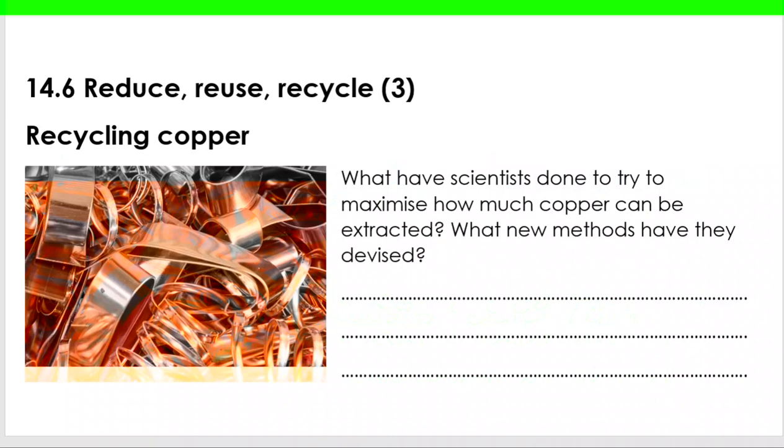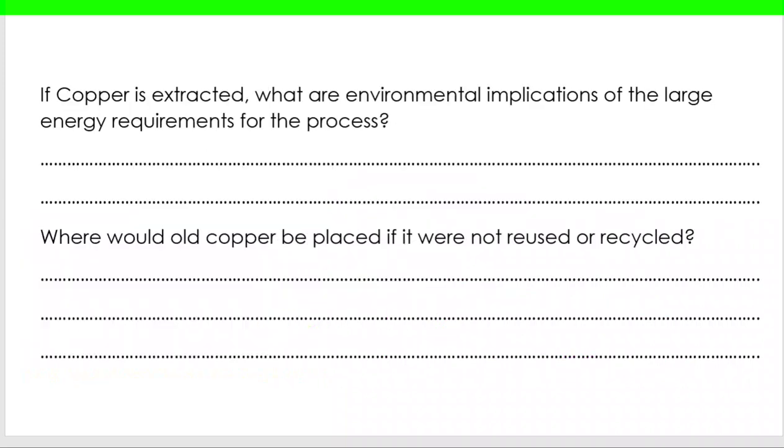We're now going to move on to copper. What have scientists done to maximise how much copper can be extracted? To remind you, we're thinking about how to extract copper from low-grade ores. The two methods that we have learnt about earlier within this chapter are bioleaching and phytomining. And you do need to know the details of them, so go back and watch if you're unsure.